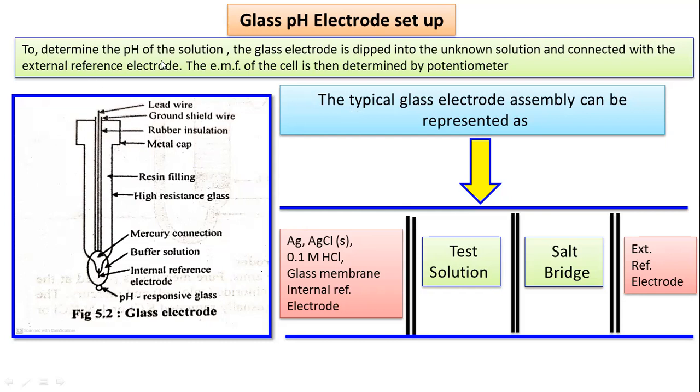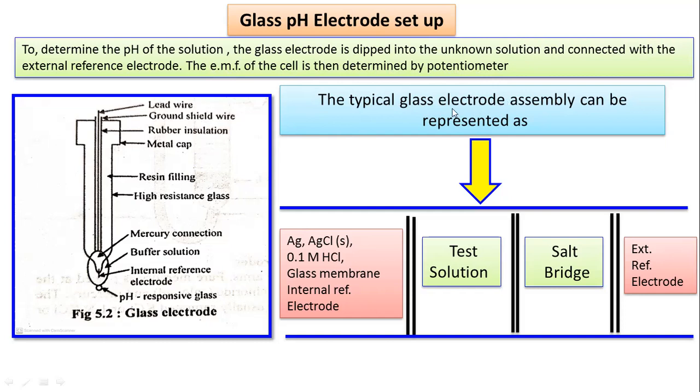So whenever we have to determine the pH of a solution, the glass electrode is simply dipped into the particular solution whose pH is to be determined, and it is connected with the external reference electrode, and then simultaneously the EMF of the cell will be determined with the help of a potentiometer. So particularly the pH will be calculated by the potentiometer. The overall setup will be made up for the glass electrode.